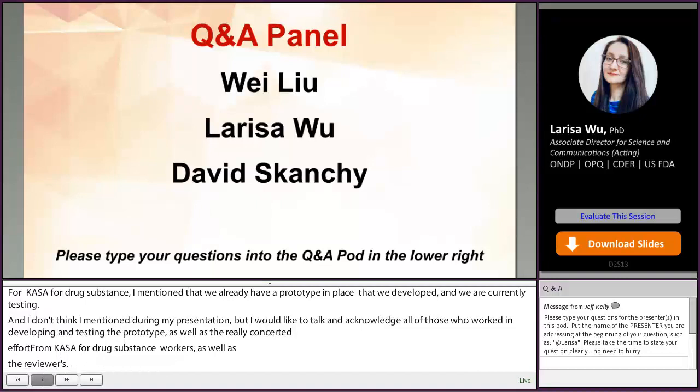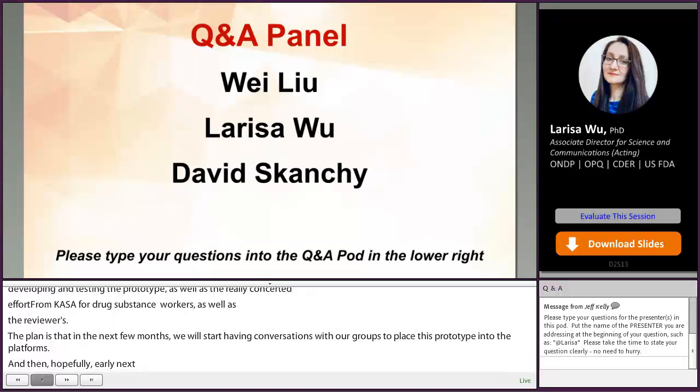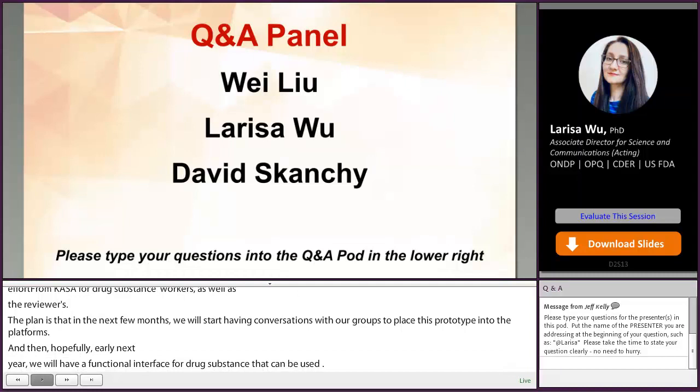And then hopefully early next year, we will have a functional interface for CASA for drug substance to be used for DMF reviews. And we hope at that time we'll take full advantage of the knowledge management, the life cycle management, and all the analytics that I told you about that would inform our decision making when reviewing the DMF. So the beginning of 2022 is our expected implementation date for CASA for drug substance.